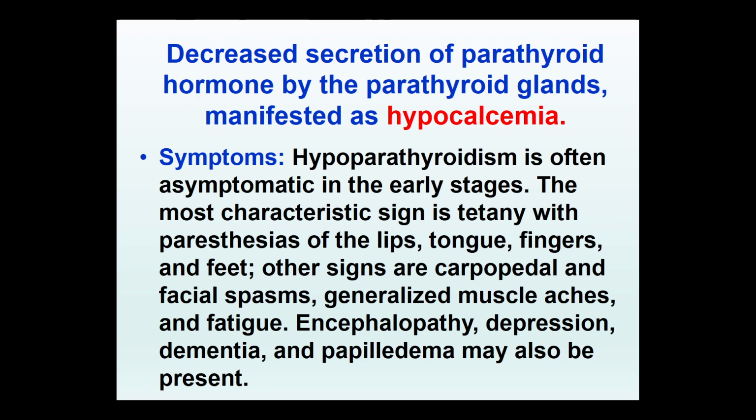Hypoparathyroidism, low production of this hormone, is often asymptomatic in the early stages, and the most characteristic sign is tetany with paresthesia of the lips, tongue, fingers, and feet. There may be facial spasm, muscle aches, and fatigue. Encephalopathy, depression, dementia, and papilledema may also be present.